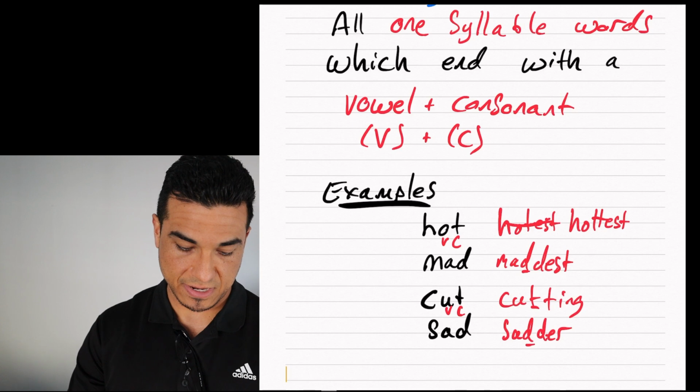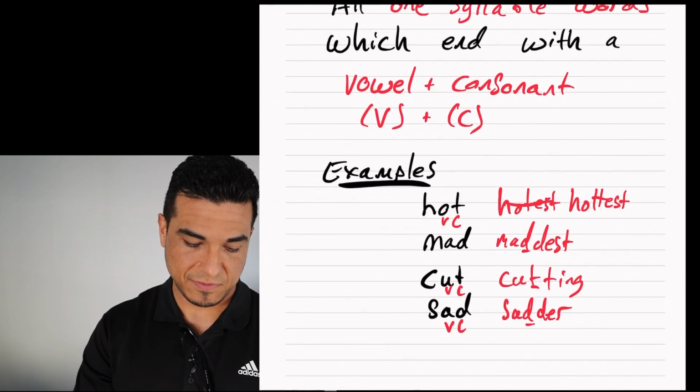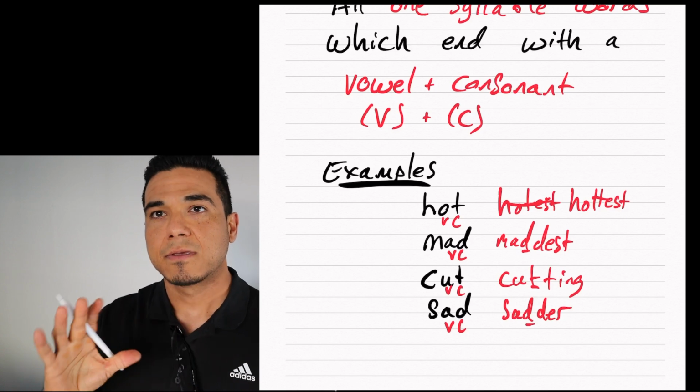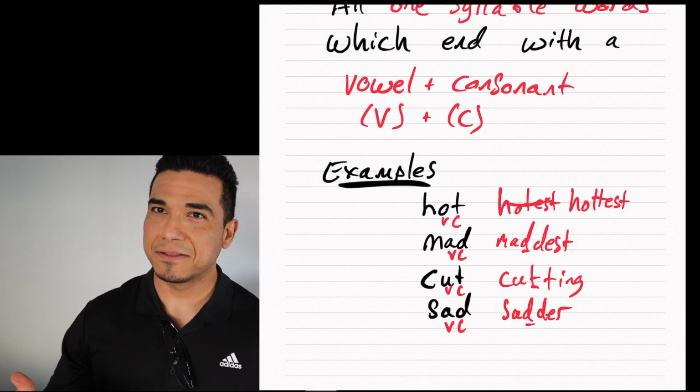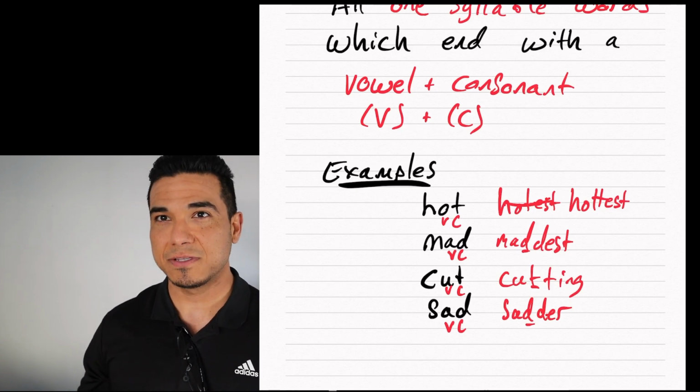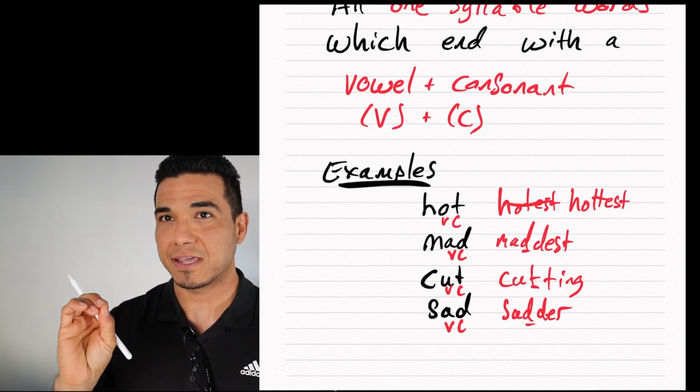So again, just keep in mind, if it ends in a vowel consonant, you do need to double the final consonant. However, please keep in mind that in English, as you should be accustomed to by now, there will be exceptions, and we're going to talk about those in just a second.